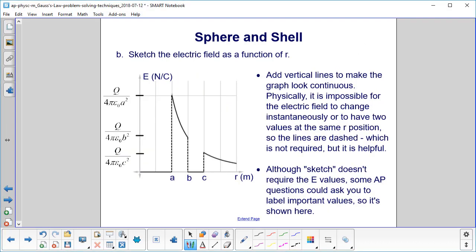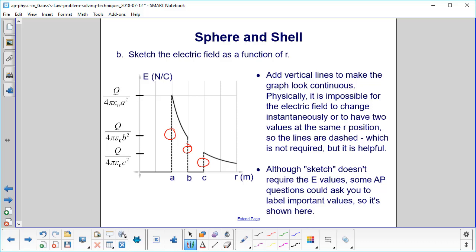Next, add vertical lines to make the graph look continuous. Again, I'm not talking about mathematical continuity here, just so it kind of makes sense to you. Physically, it's impossible for the electric field to change instantaneously or to have 2 values at the same R position. So put the lines in as dashed lines here. Okay, so that's here, here, and here. It's not required, but it is helpful.